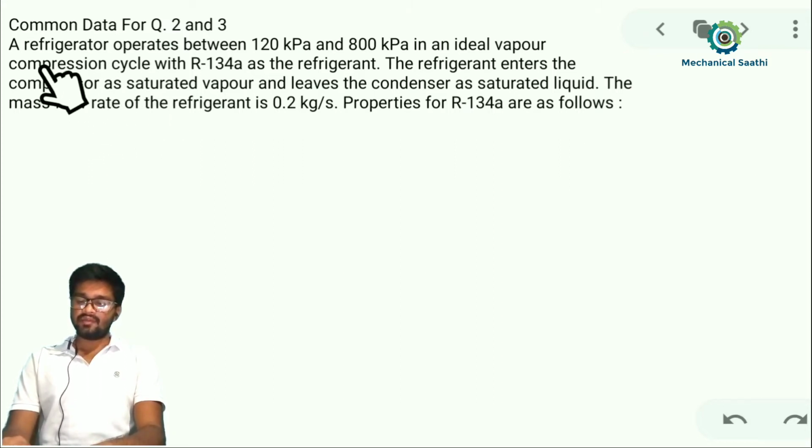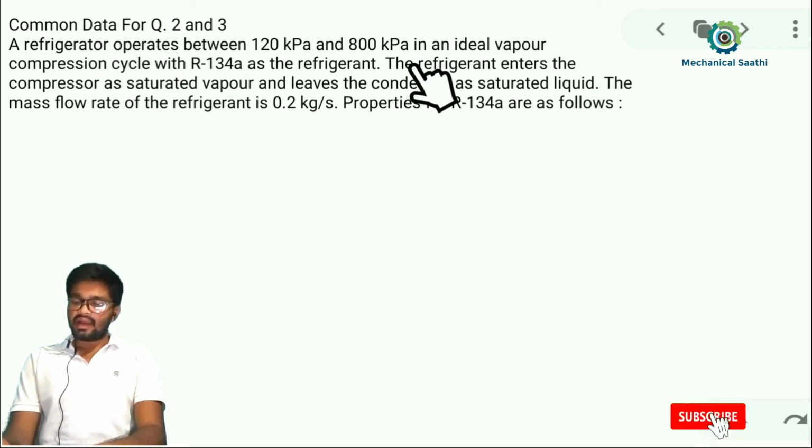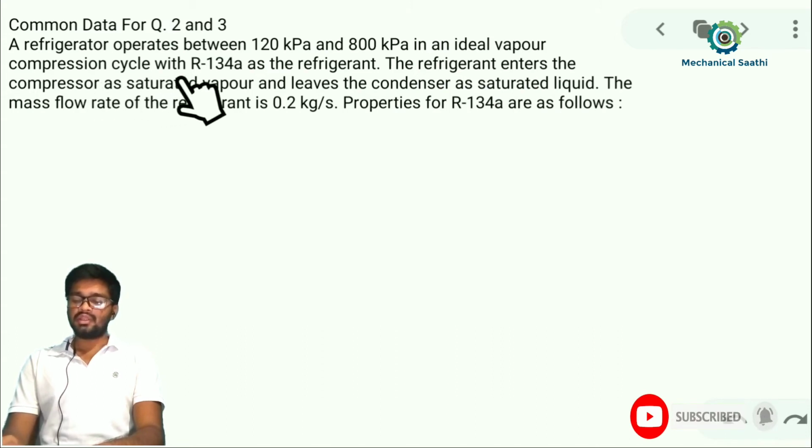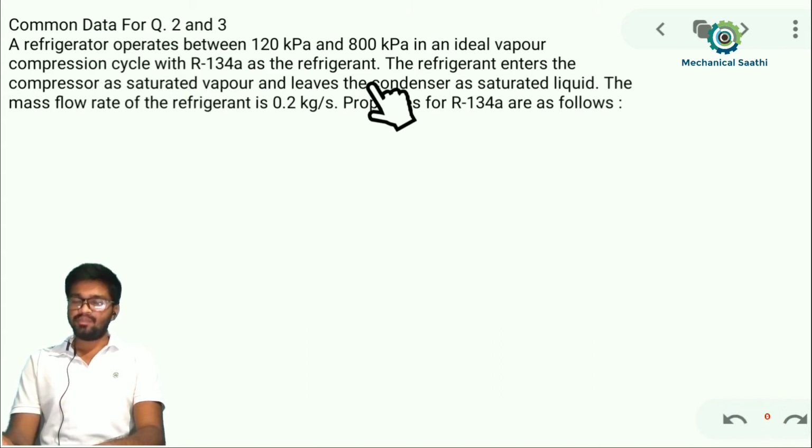Here it says that a refrigerator operates between 120 kilopascal and 800 kilopascal in an ideal vapor compression refrigeration cycle with R134A as the refrigerant. So the cycle used for this refrigerator is an ideal vapor compression cycle, VCRS, and the refrigerant used is R134A. The refrigerant enters the compressor as a saturated vapor and leaves the condenser as a saturated liquid.